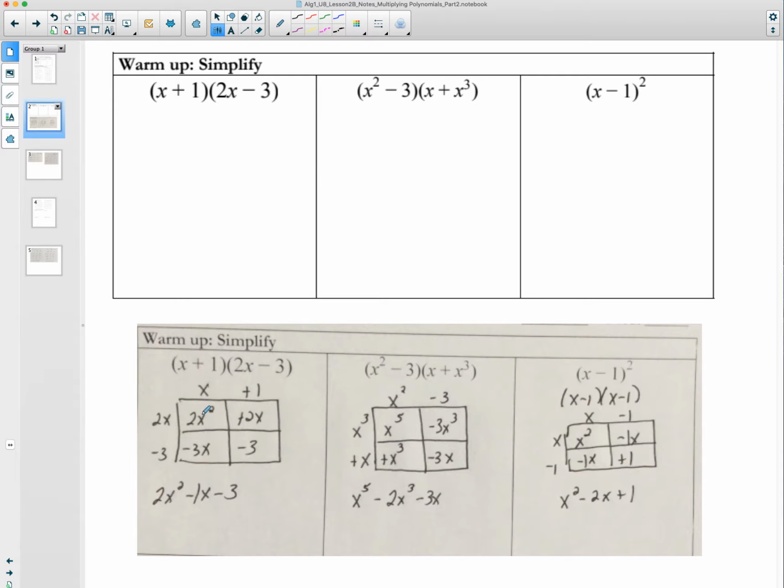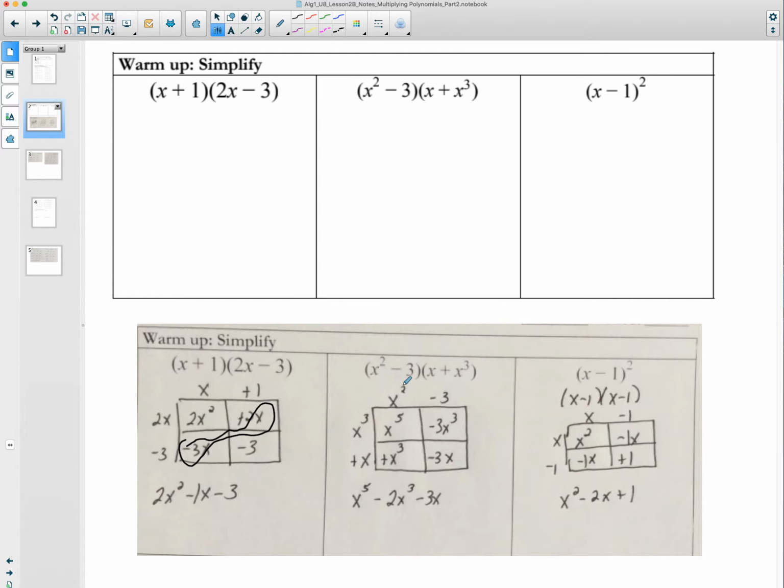Your first product should have been 2x squared. Your next products should have been a positive 2x, a negative 3x, and a negative 3. And then notice once again, your like terms are just these two in the middle. When you combine those, you get 2x squared minus 1x minus 3.